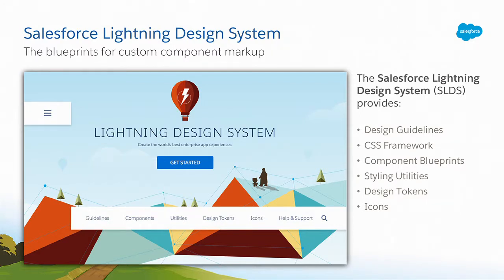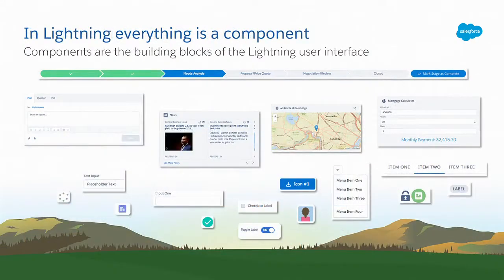And so we took a look at SLDS, and we said, you know what? We could take these same component blueprints, and we could start working with them. You see, because literally everything in Lightning is a component. Everything you see on any page in Lightning breaks itself all the way down into a component.